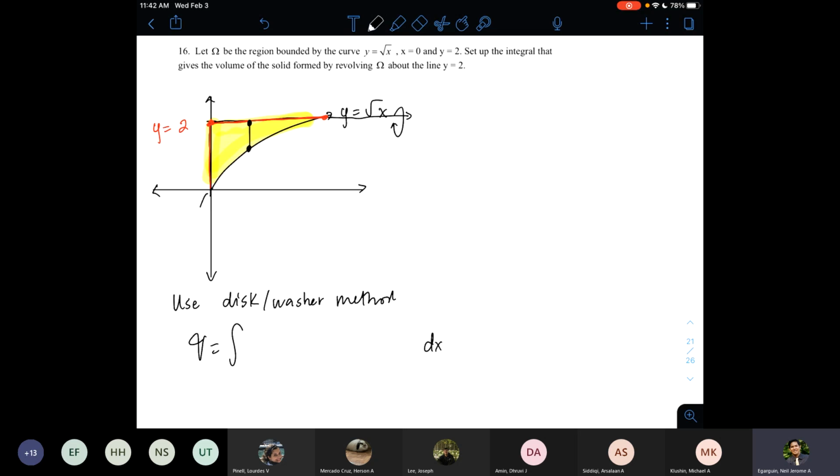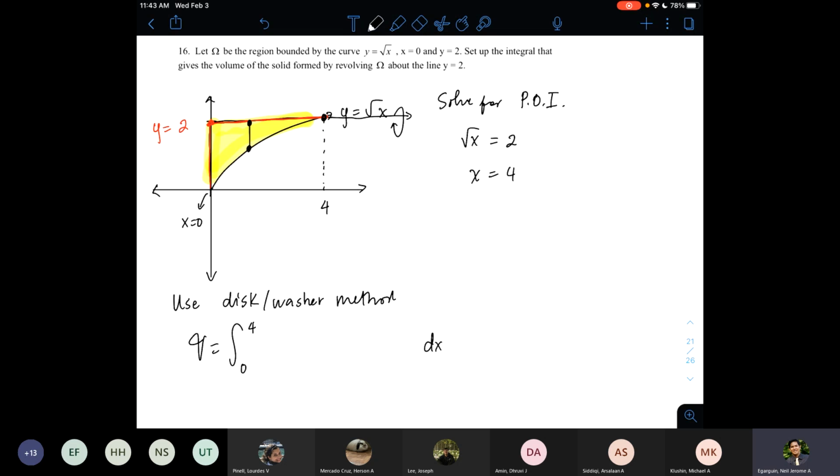Now the strips being vertical, we have dx, so we need to bound the variable x. I already knew that the region started at x equals 0, but what is the ending x value? Well, that's just the point of intersection over there, right? So we just solve for the POI. If it's not too obvious, then solve for the POI. So we simply equate each other. y is equal to root x, and y is also equal to 2. So that means x is equal to 4. Okay, so the bounds would be from 0 to 4.